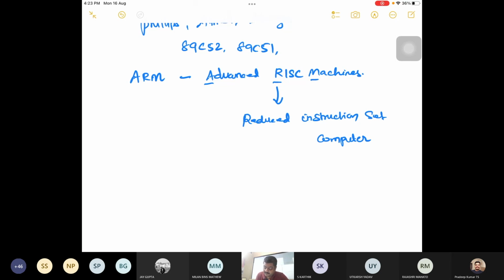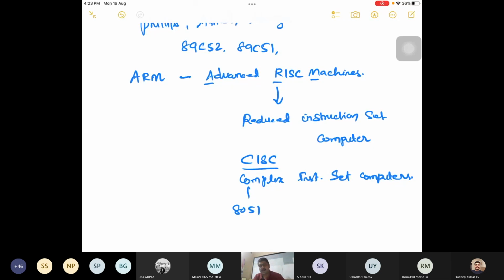So RISC, we have something called CISC also: Complex Instruction Set Computers. The 8051 is CISC. Complex instruction set means the number of instructions is very high, more than 100, say 75 to 80 instructions. So let's say MOV A,B, then MOV B,C, then MOV R1,A, R2,A, R3,A, something like that, A,R3, A,R1. Like that, there are multiple instructions, so you have a complex set of instructions that you need to remember.